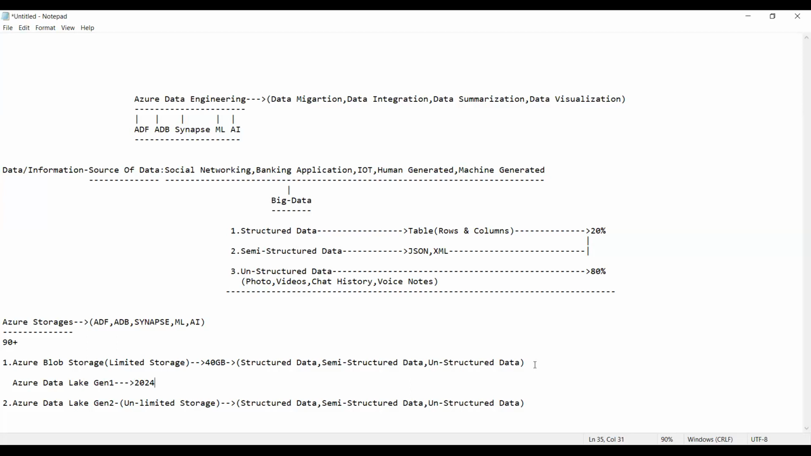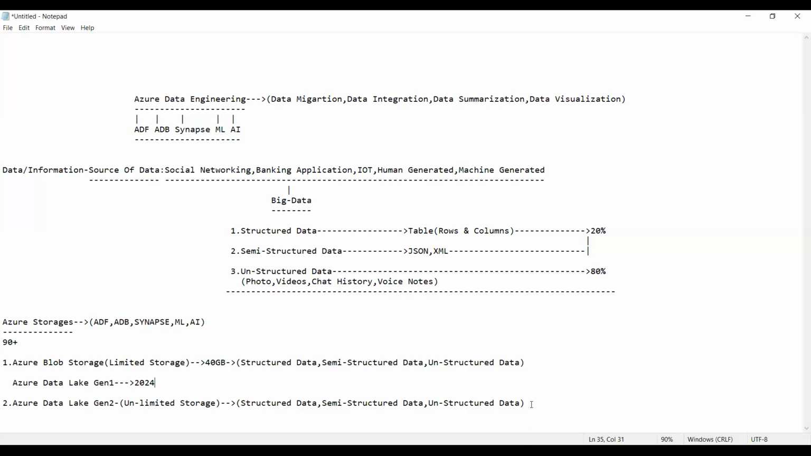As it is going to retire in 2024, Azure is not providing the facility to create it. So Gen 1 is there, but we can't use it now for new storage. If usage already exists, then you are able to use it. But Microsoft is recommending to switch whatever data you have in Azure Data Lake Gen 1 over to Gen 2 storage, because Gen 1 is going to retire completely in 2024, guys. That's it. So this is the storage.